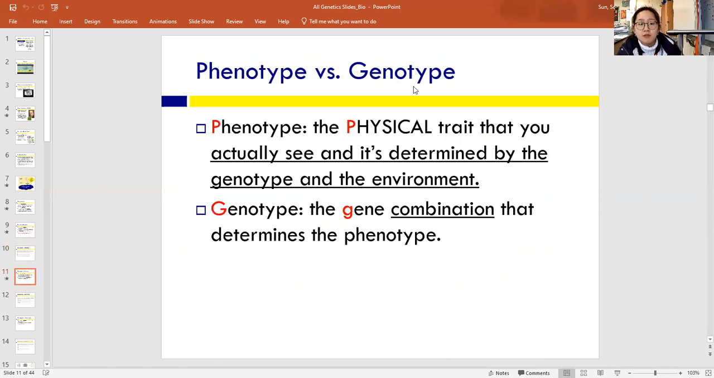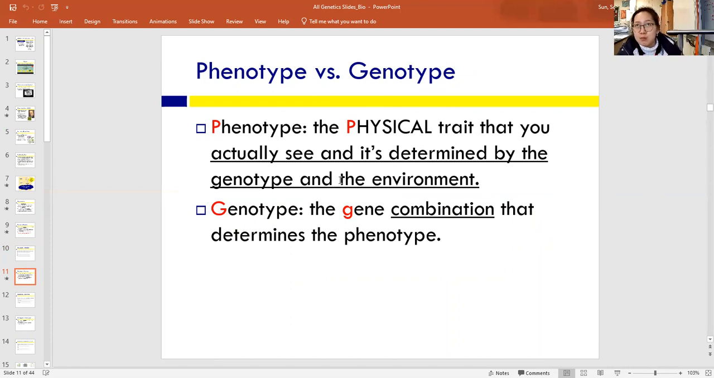For the phenotype versus the genotype: phenotype, if you look here, the P is in red. Phenotype is the physical trait that you can actually see, and it is determined by the genotype and the environment. For example, if somebody's hair is brown, that is a physical trait, and that's a phenotype.